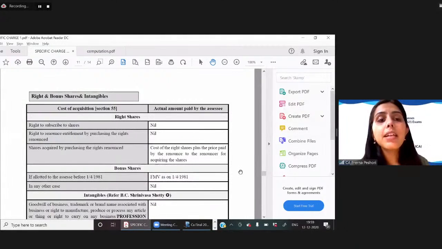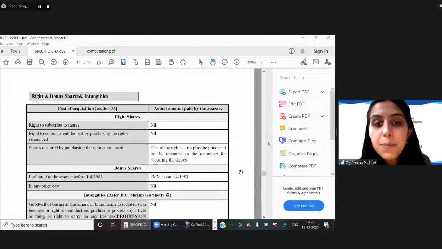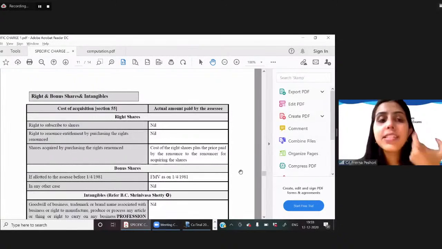Then rights and bonus shares. With respect to rights shares, when you get the right to subscribe to the shares, there is no amount paid for that. You are just getting the right.